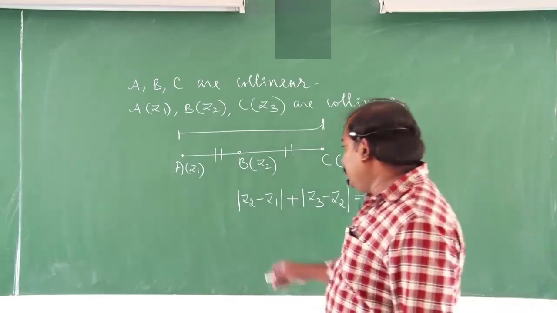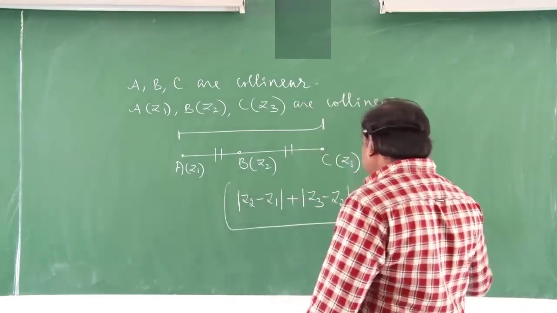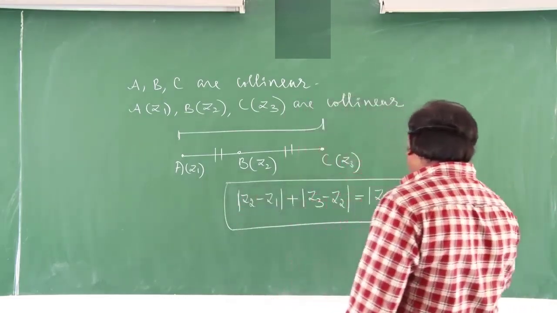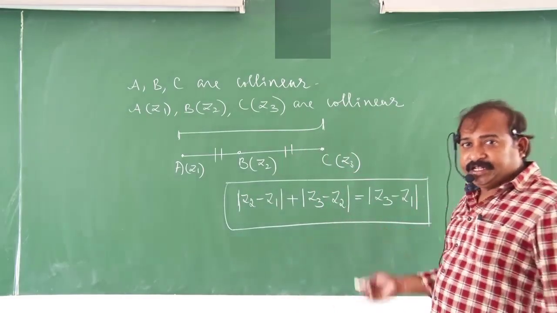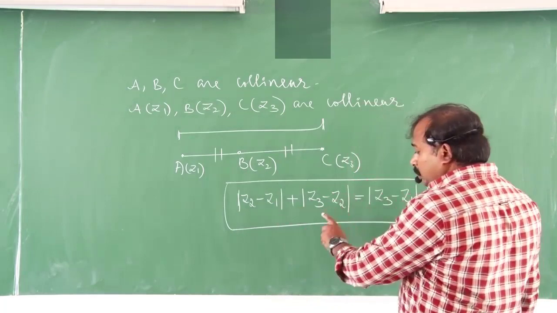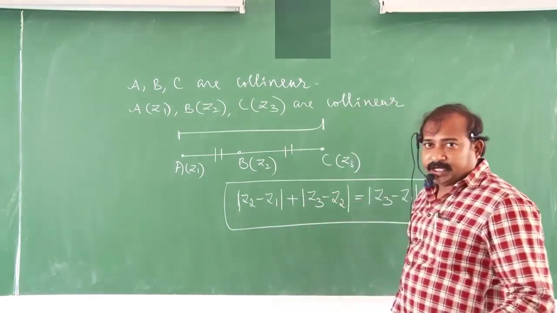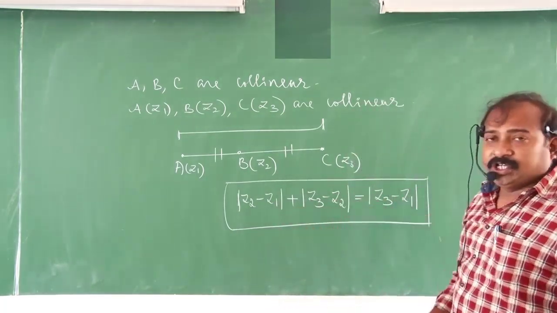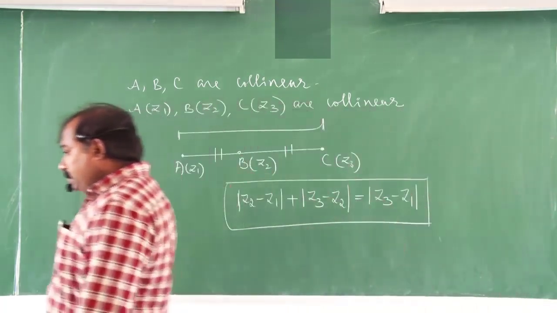So whenever you observe this result, if Z1, Z2, Z3 satisfy this condition, automatically we can conclude that Z1 comma Z2 comma Z3 are collinear. Okay, this is also one geometrical application. The next one, one more example.